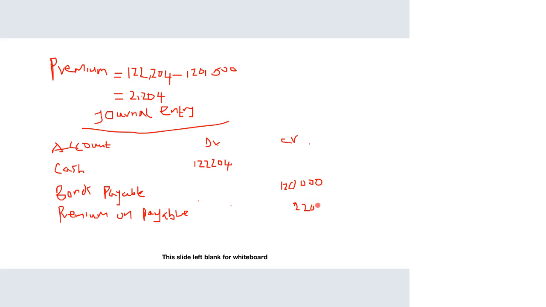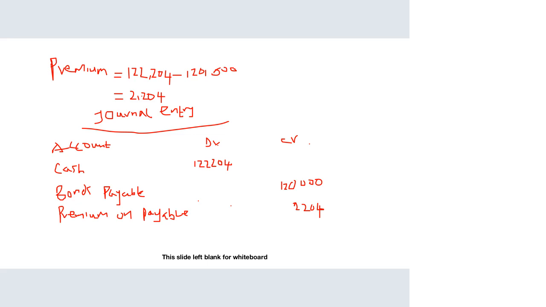Now these accounts are balancing. Cash on the debit side 122,204. Then on the credit side 120,000 plus 2,204, that will be 122,204. So that is the journal entry to represent the bonds payable that is issued at a premium.